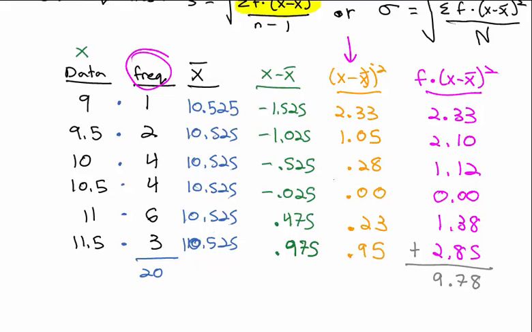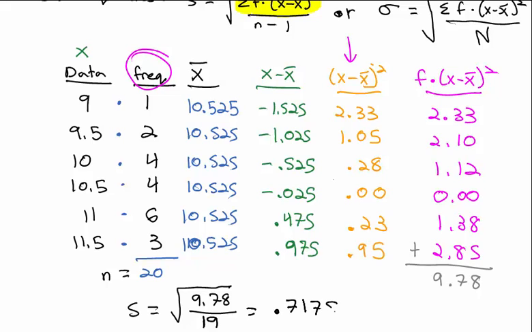So our formula, given this came from a sample, is the square root of all that stuff we just found, 9.78, divided by n minus 1. Remember, n, the number of data values, was 20. So divide by 19. So we're going to take the square root of 9.78 divided by 19, which is 0.7175. Our standard deviation here is 0.7175.